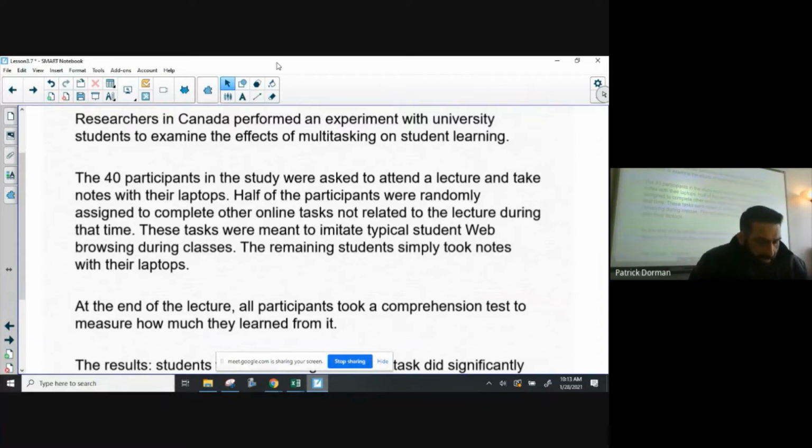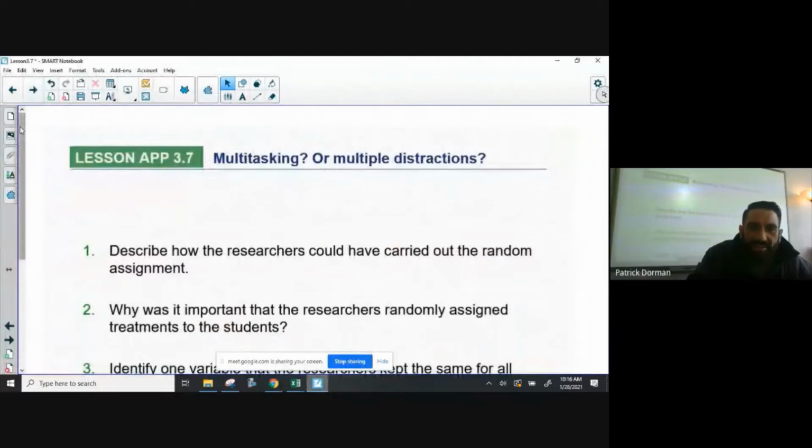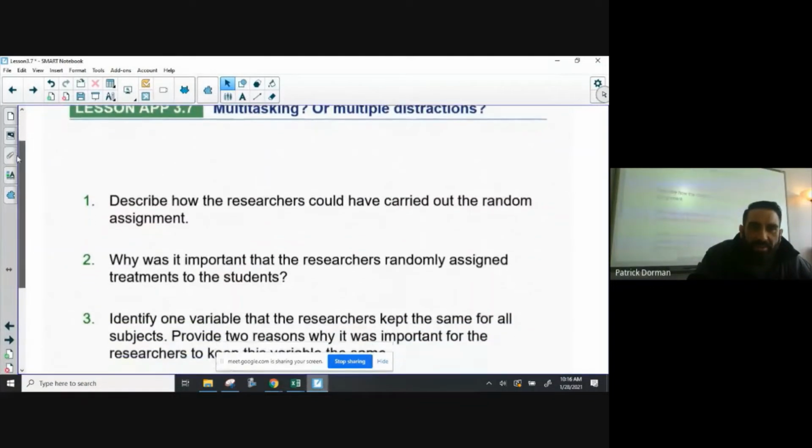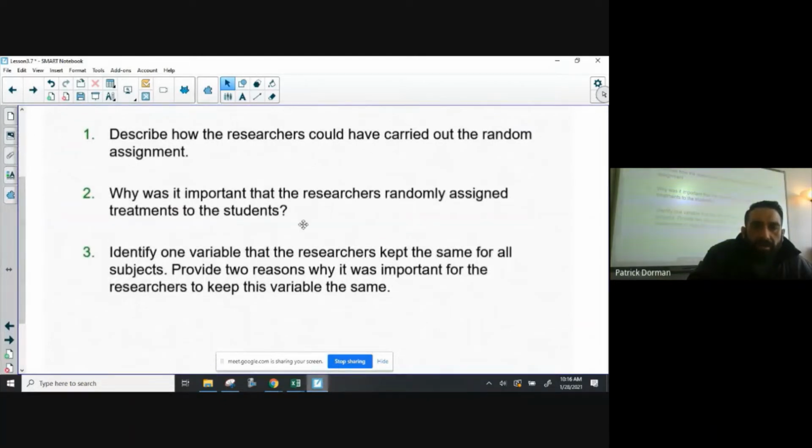And now you'll see in college, most everybody's got a laptop sitting in front of them. And I mean, maybe they're actually taking notes. Maybe they're just surfing the internet. Let's get into it. Let's answer some questions about this. So let's describe how the researchers could have carried out a random assignment.